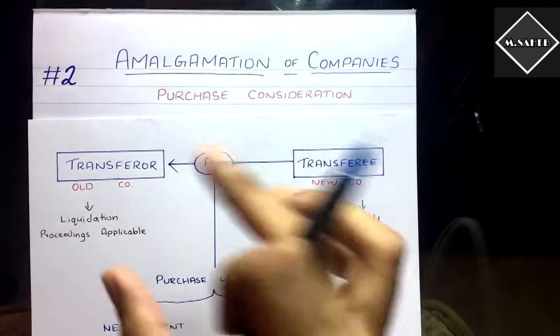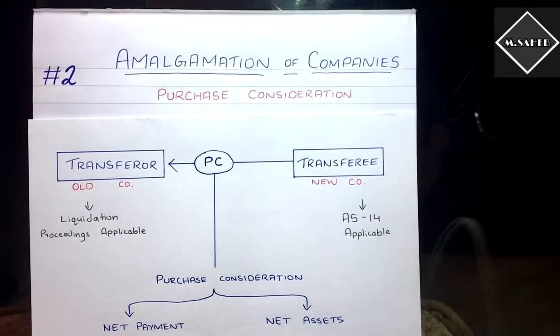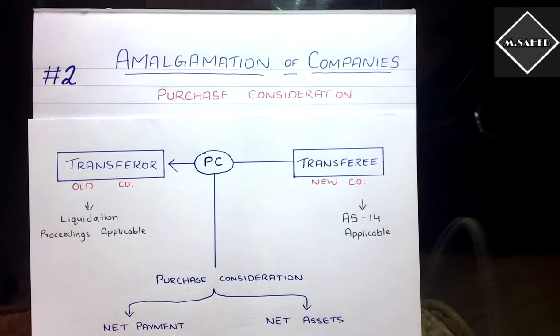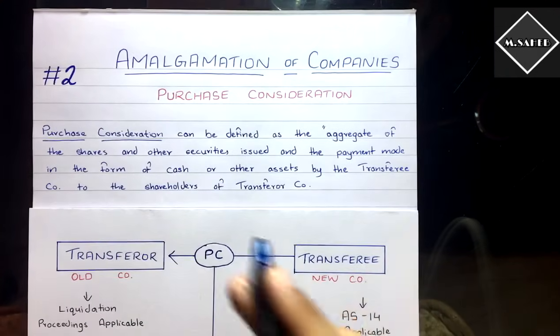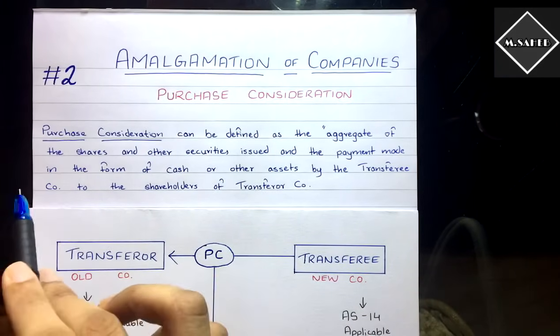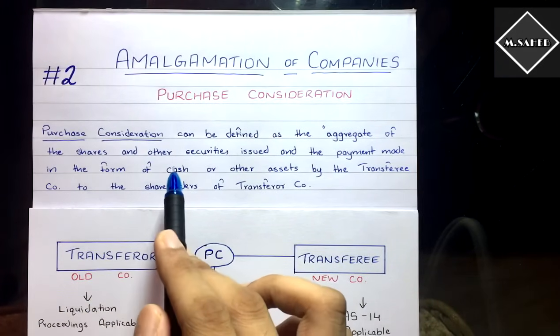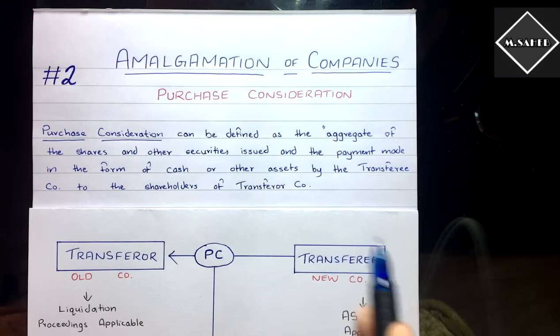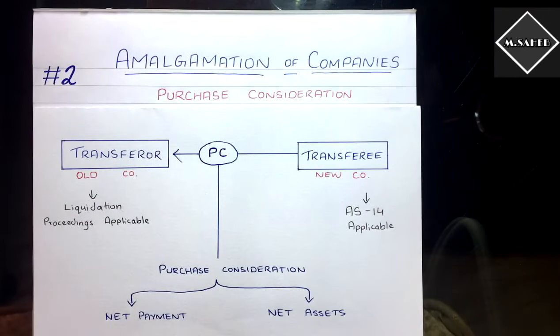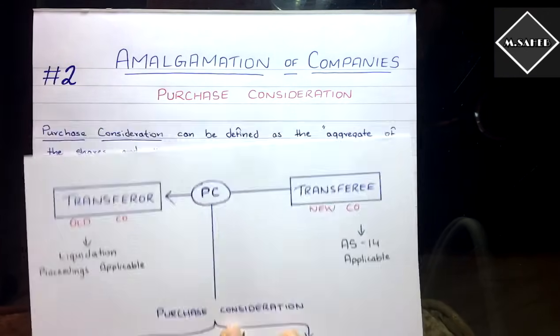This company is purchasing the transferor company, so they have to pay something, and that something is called purchase consideration. This purchase consideration can be in the form of cash, it can be in the form of shares, preference and equity, and it can also be in the form of debentures and other securities. So there can be various forms of purchase consideration.